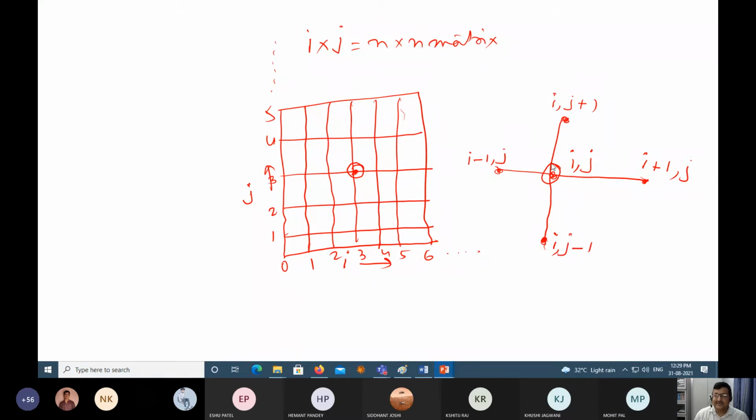Now, once this is done, suppose I want to evaluate dT by dx. So now my challenge comes out. I want to evaluate dT by dx, right, at i and j. How do I go about it? I've done it just now, right? How do I write that?